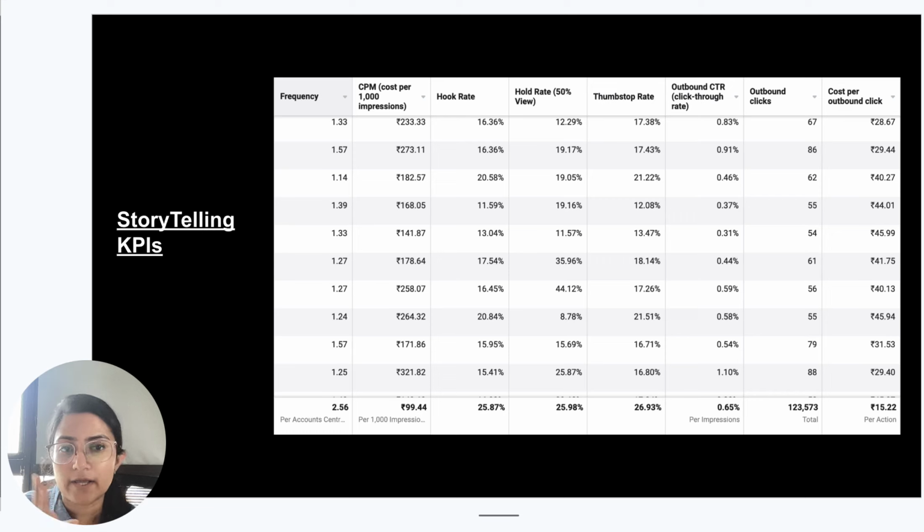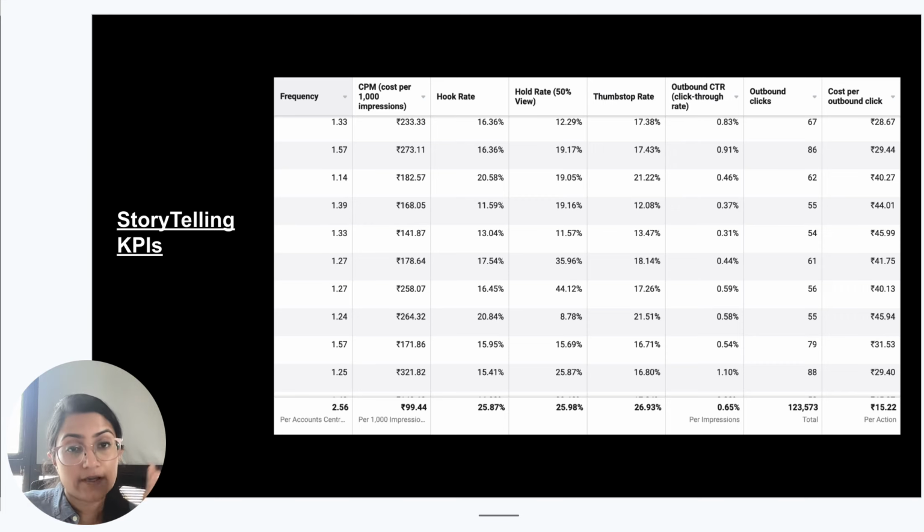Next, there are metrics like hook rate, hold rate, or thumb stop ratio. These are the key metrics that can help you understand your creative performance. If the creative has a low hook rate, like as you can see here, the benchmark on my account is around 25.87% for hook rate, but I can see many creatives having a hook rate less than 25.8%. So what is the hook rate? Hook rate is how good your creatives are at hooking your audience in the first 3 seconds. If the hook rate of your creatives is less than the account benchmark, then you need to work on your hooks and make better hooks.